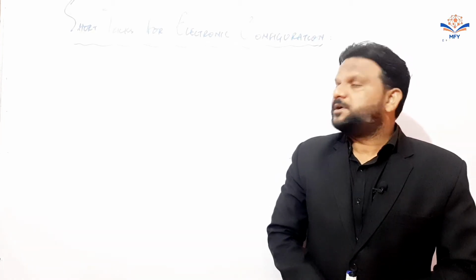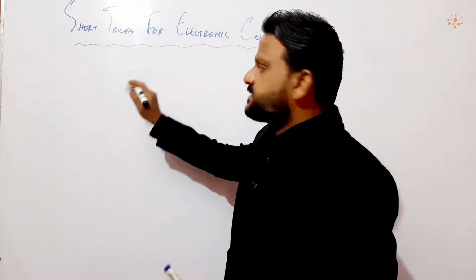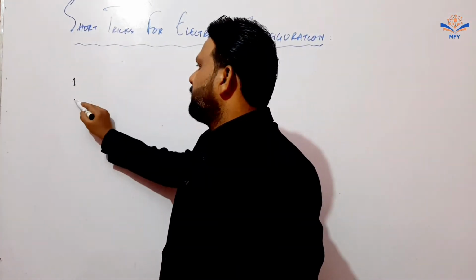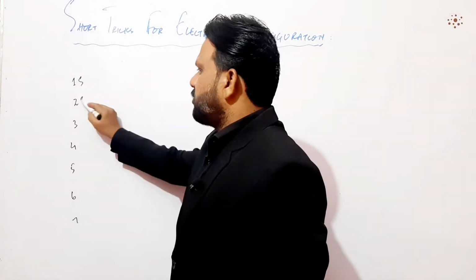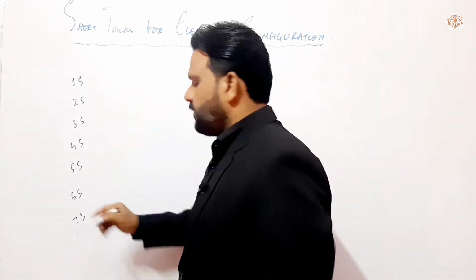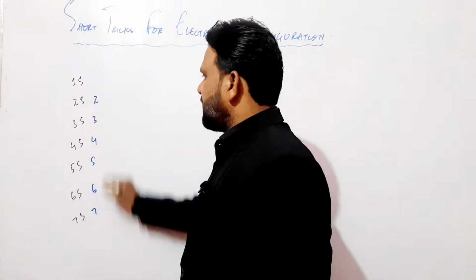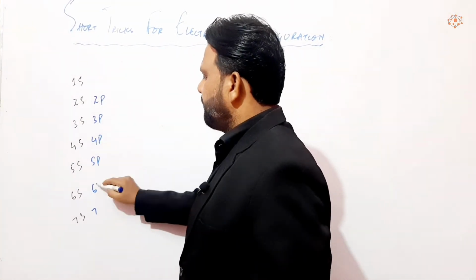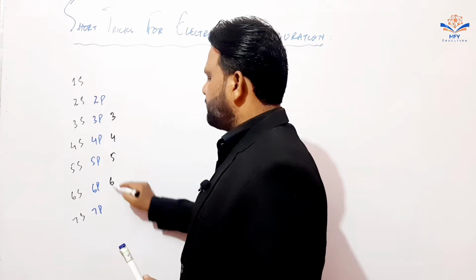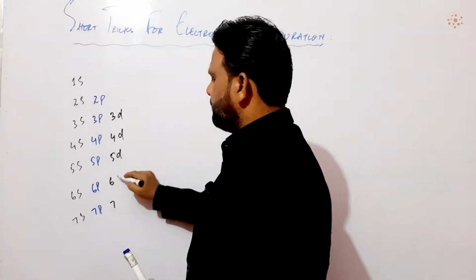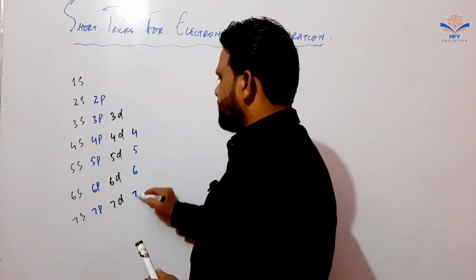Most of the students follow the Aufbau principle for filling of electrons in subshells, starting from 1, 2, 3, 4, 5, 6, 7 for the s orbital, then one step down 2, 3, 4, 5, 6, 7 for the p orbital, one step down again 3, 4, 5, 6, 7 for the d orbital, and 4, 5, 6, 7 for the f orbital.